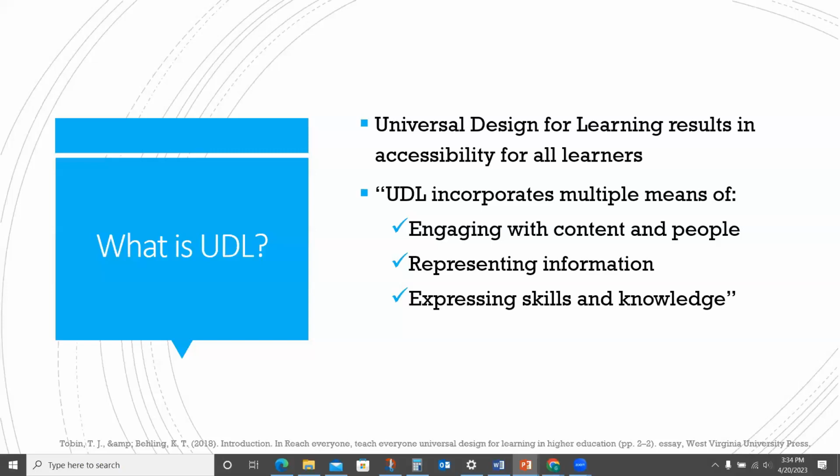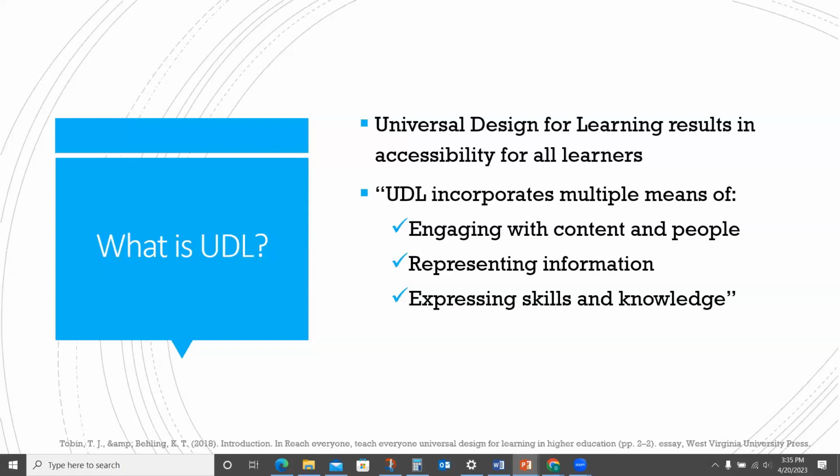But accessibility is really just a piece of the universal design for learning. It is the piece that we are focusing on today, and that's what we're going to be spending most of our time on. But I just want to point out that the universal design for learning goes beyond things like captioning videos and providing alt text for images. And the definition that Tom Tobin, who is kind of a UDL guru, uses is this right here, that UDL incorporates multiple means of engaging with content and people, representing information, and expressing skills and knowledge.